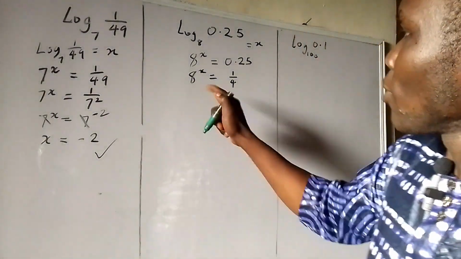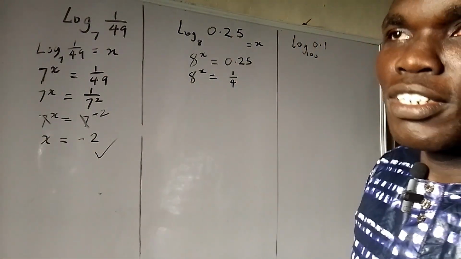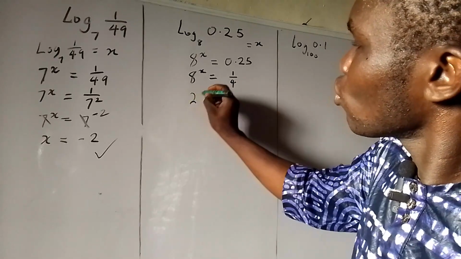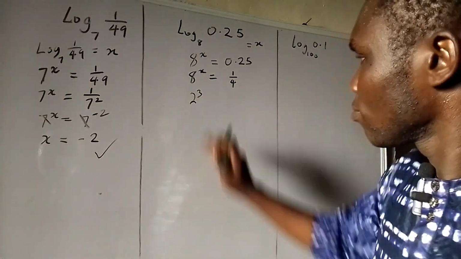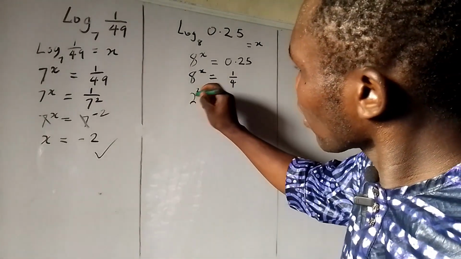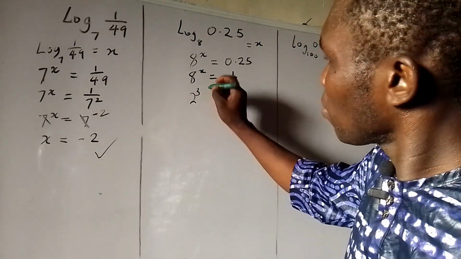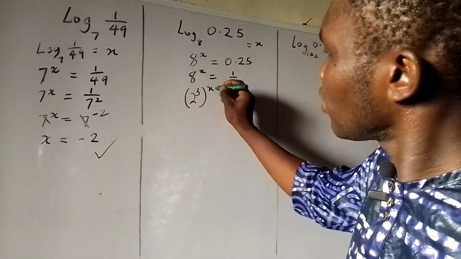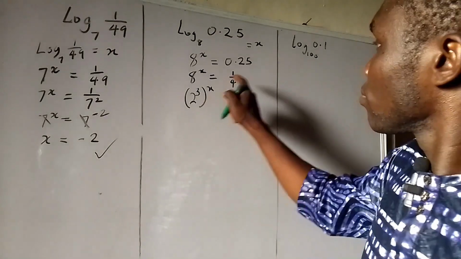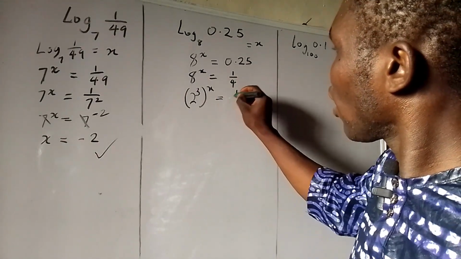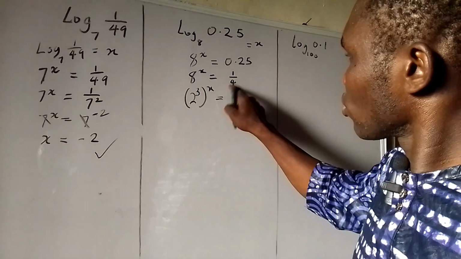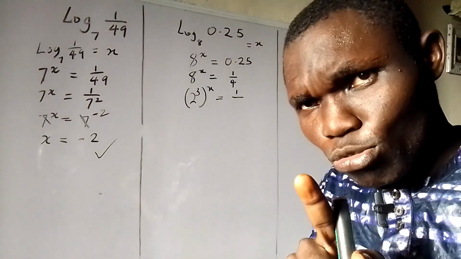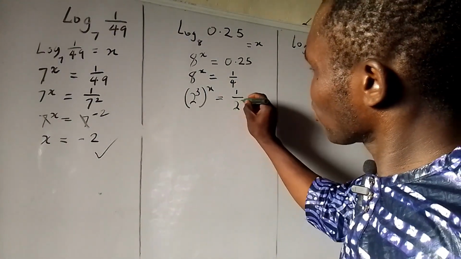Now 8 to the power x. 8 is 2 raised to power 3, right? Good. 2 raised to power 3. Remember that we have x there. x is still there. It is equal to 1 over, this is what? 2 raised to power 2.